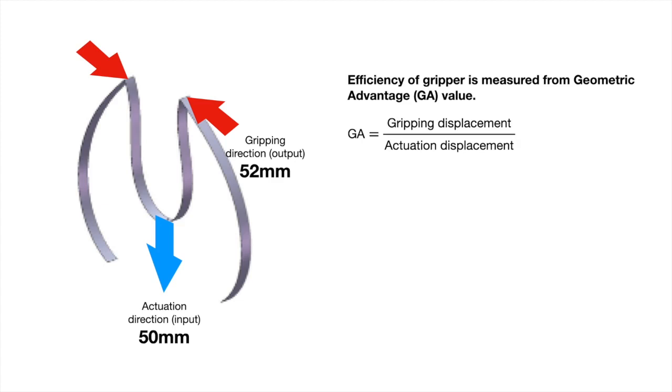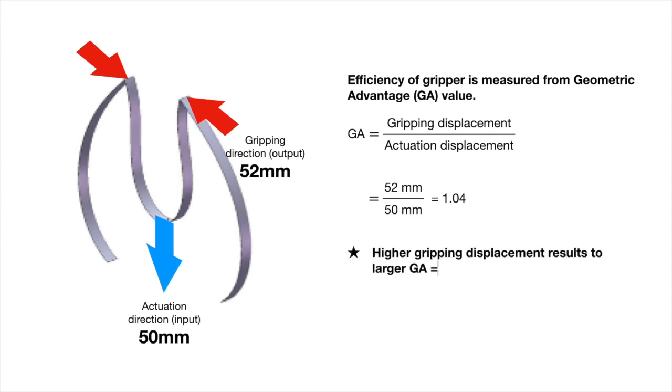The geometric advantage, or the GA value, is calculated by dividing the gripping displacement, which is the output measurement, by the actuation displacement. Based on our result, the simulation showed that the gripping displacement is 52 millimeter, and the actuation displacement that we defined in the loading and boundary condition is 50 millimeter. So 52 divided by 50, we will get a ratio of 1.04. In the context of measuring the effectiveness of gripping, we can say that higher gripping will result in larger geometric advantage, meaning that it would have more gripping displacement.